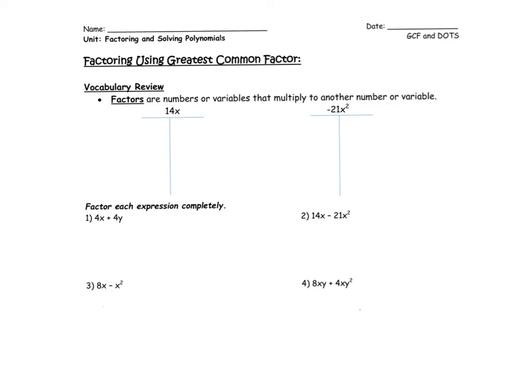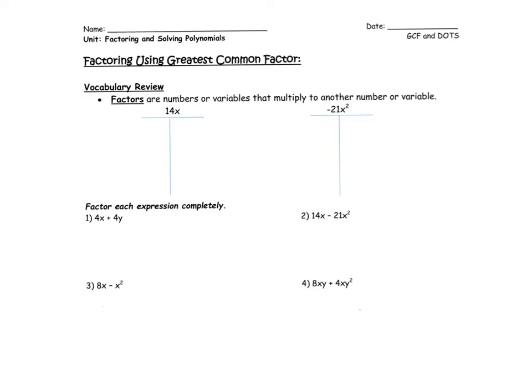Hi everyone, in today's lesson we're going to talk about factoring using greatest common factor and dots. So first I'm going to review GCF and then on the next page I'll review dots. So GCF, first we need to talk about what factors are. Factors are numbers or variables that multiply to another number or variable.